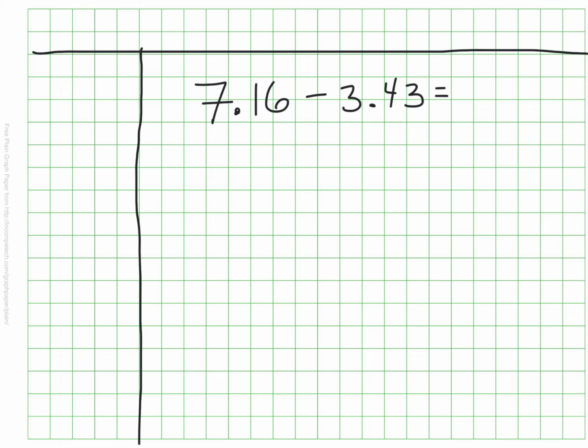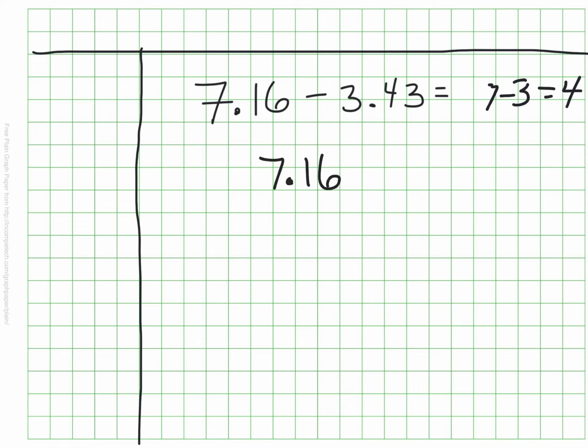Right? A good place to start would be to estimate. This is about 7, and this is close to 3.5, right? But I could estimate it just as 3 if I wanted to just keep it whole numbers. So my answer is going to be around 4, if I'm doing this correctly. I'll go ahead and set this up as I normally would.